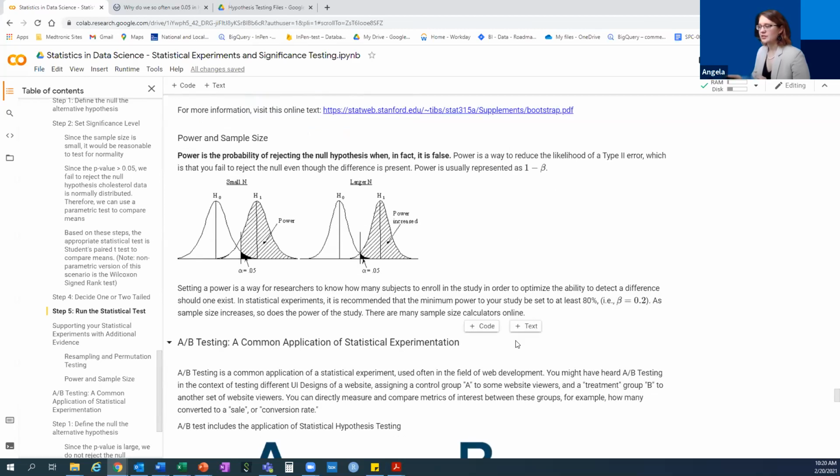So setting a power is a way for researchers to know how many subjects they need to enroll in a study in order to optimize the ability to detect a difference should one exist. In statistical experiments, it is recommended that the minimum power of your study be set to at least 80%. Or in other words, beta equals 0.2. What's really important to note is the underlying principle here is that as your sample size increases, so does the power of your study. There are many sample size calculators that you can use online to see how you can get to this power of 80, how many samples you need in your study, or how many subjects you need.